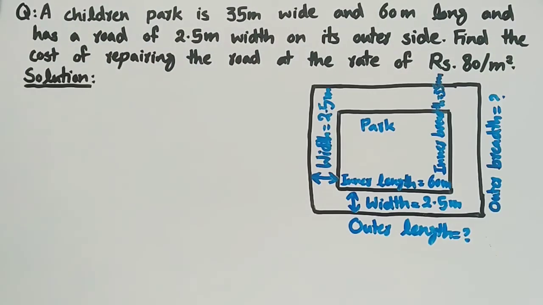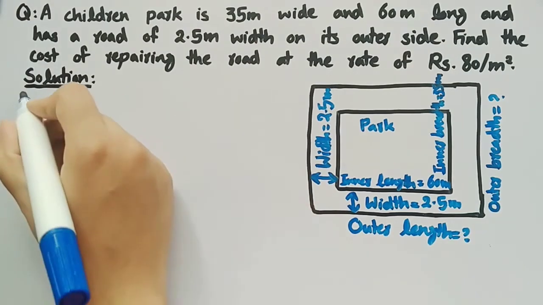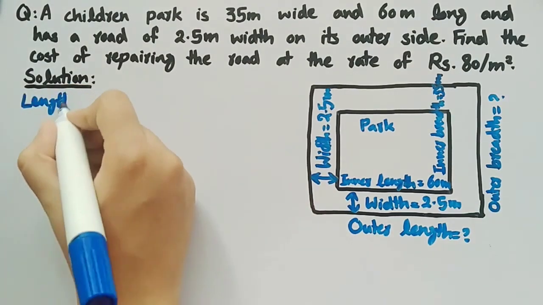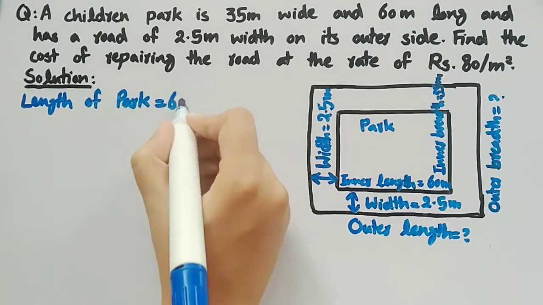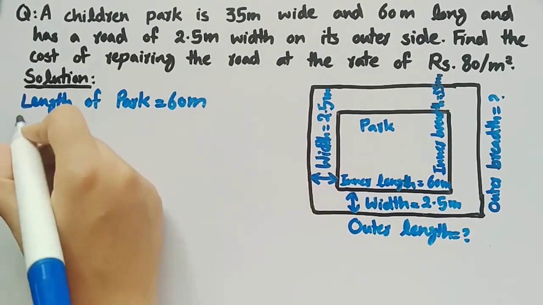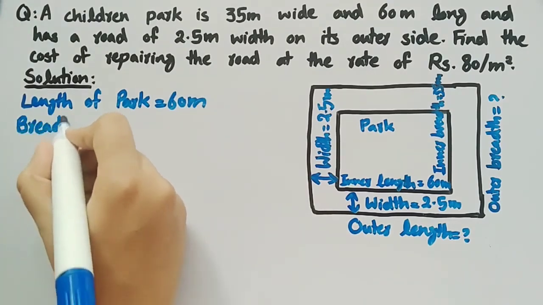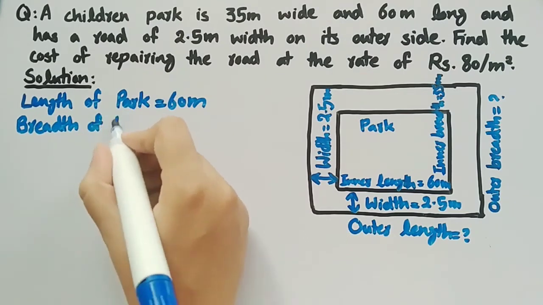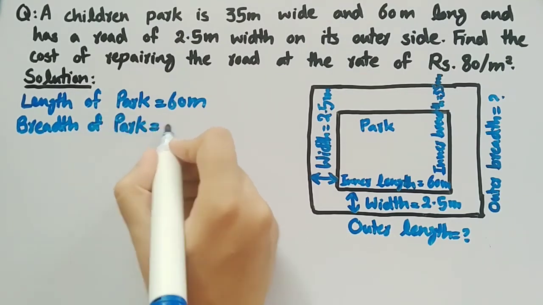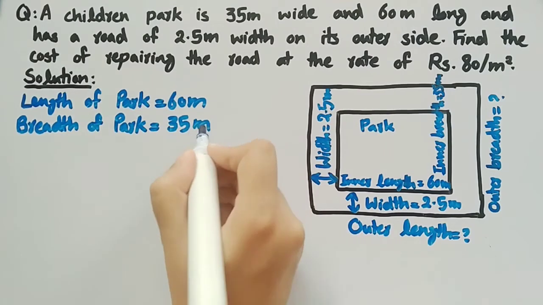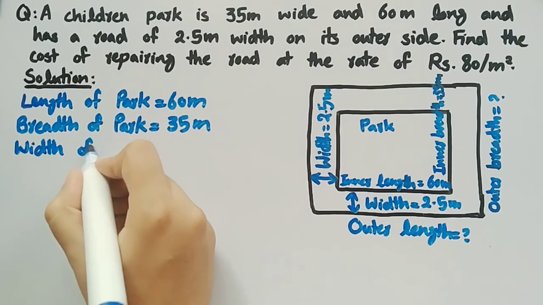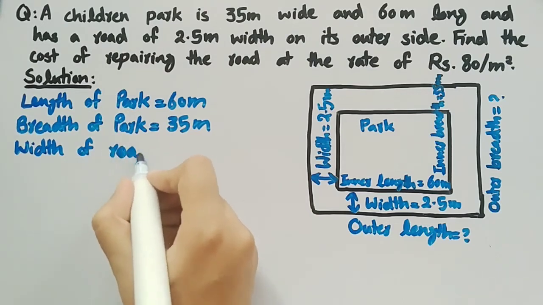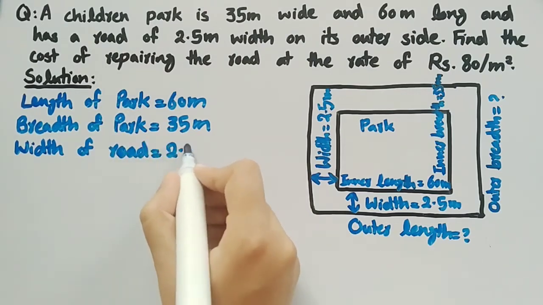Now coming towards its solution, firstly we will write the given data, that is length of park is equal to 60 meter and breadth of park is equal to 35 meter, width of road is equal to 2.5 meter.